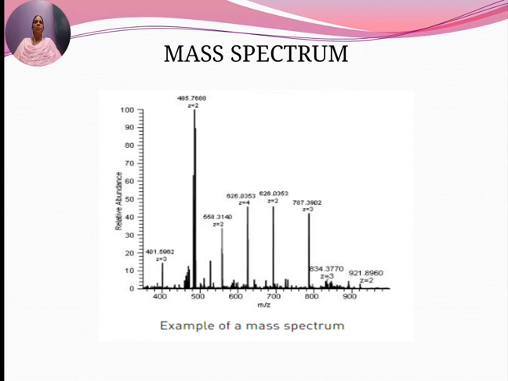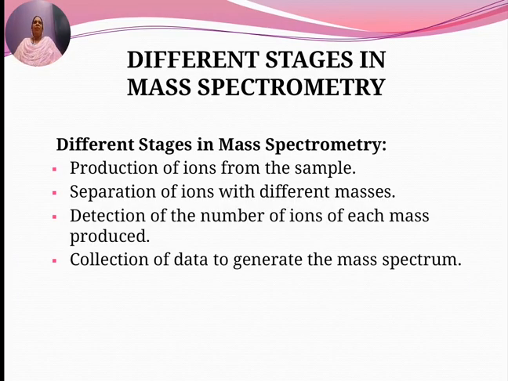The height of the peak is represented by the abundance of the sample. Okay. Then coming to the different stages in mass spectrometry, I would like to go into the depth of this mass spectrometry.